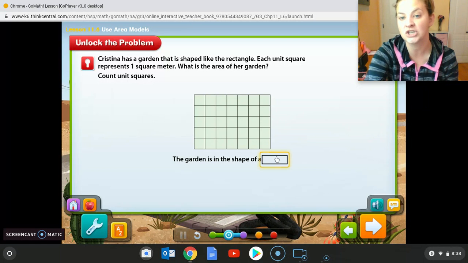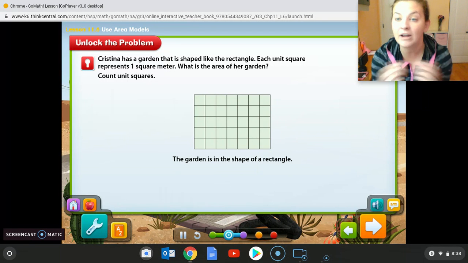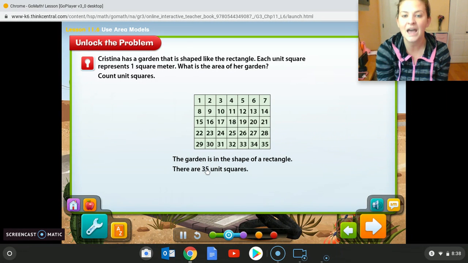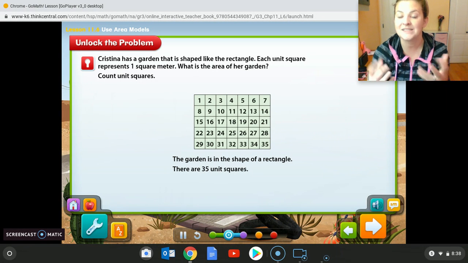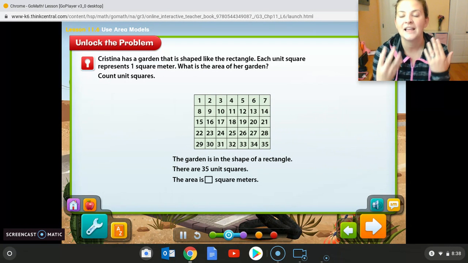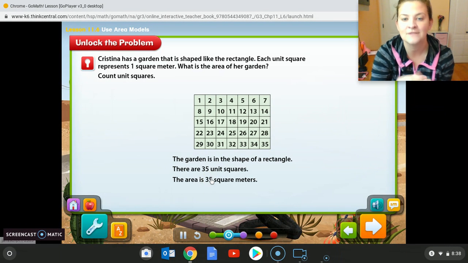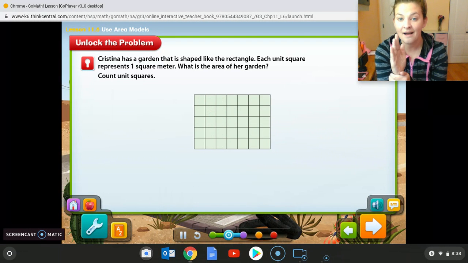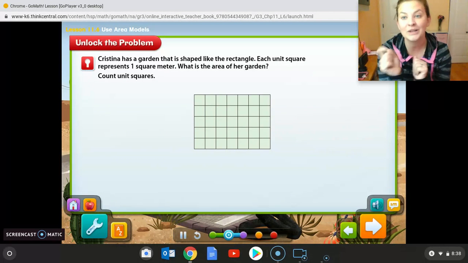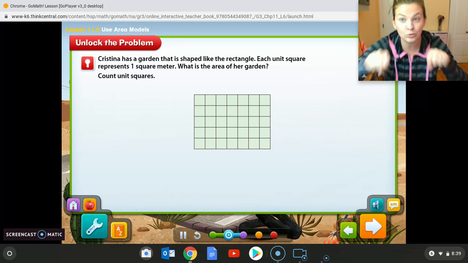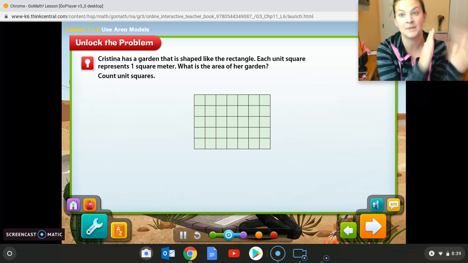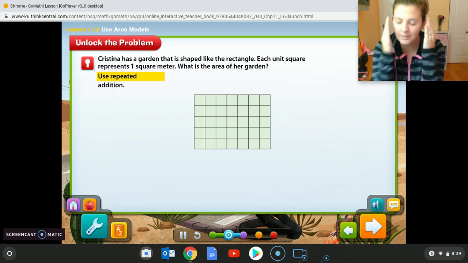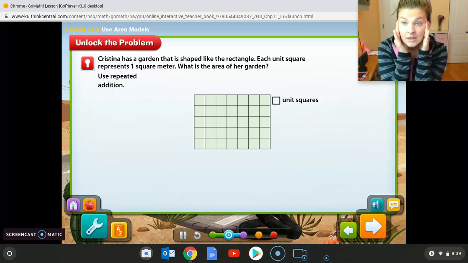So the garden is in a shape of a rectangle. It already told us that. So there are 35 unit squares because we counted 35. But is there a better way? Yes. The area is 35 square meters, but what I want you to notice is how many rows there are and how many columns. Rows, row your boat, remember? And columns, up and down.